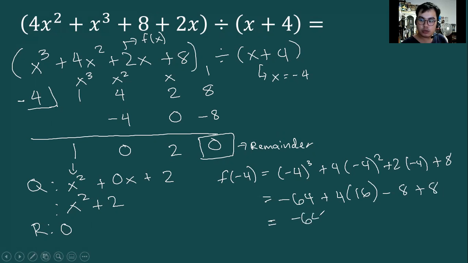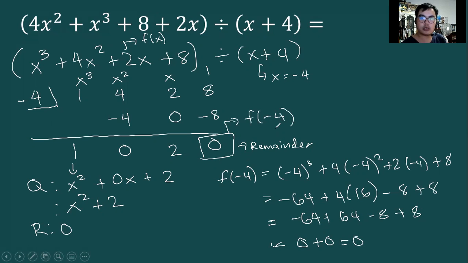Then 4 times 16 will be 64, and we're going to copy the rest. So negative 64 plus 64 will be 0. Then negative 8 plus 8 will be 0. So therefore, our f of negative 4 is 0. So this is our f of negative 4. It is the same as the remainder. So according to the concepts of the remainder theorem, your f of negative 4 will be the remainder.